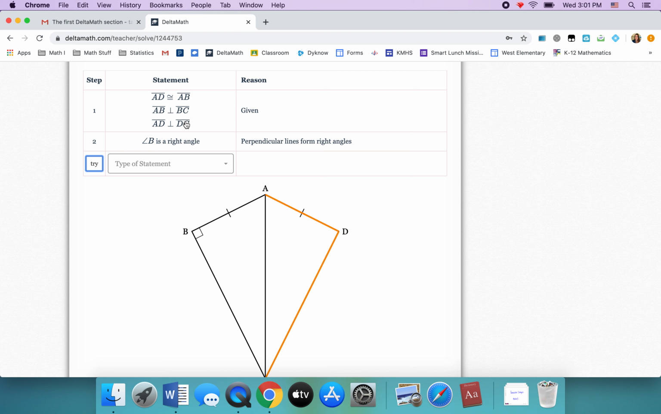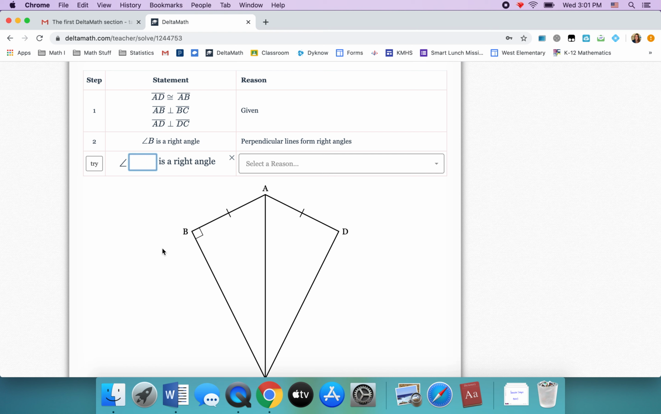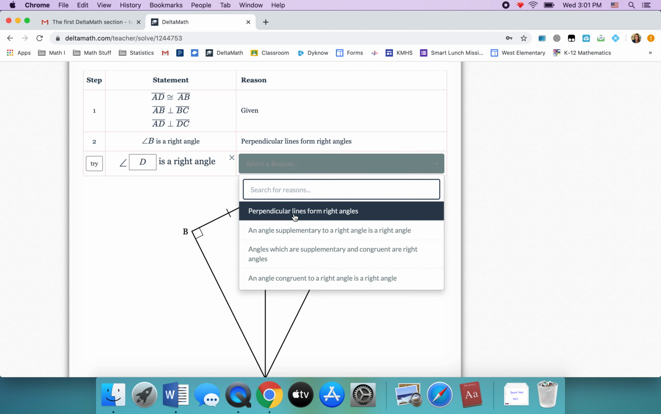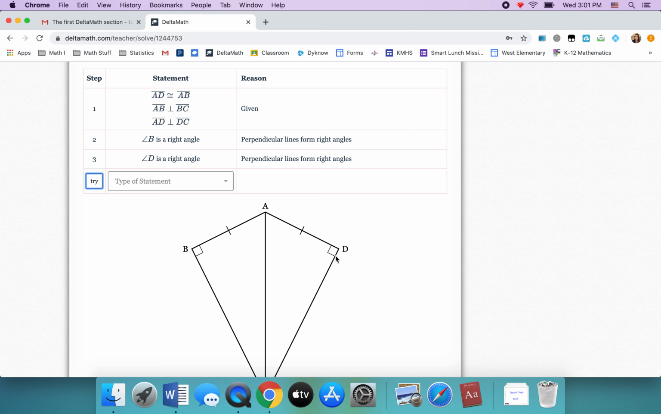We also know that AD is perpendicular to DC. When you hover over it, it will highlight those two segments for you. So maybe that'll make the picture a little bit easier to read. Because those are perpendicular, you have another right angle. So you're going to do the drop down. We're going to select the option that you have a right angle, but you have to type in which angle is right. So we're going to say angle D is right because of those perpendicular segments, and the reason is perpendicular lines make right angles. Hit try and it marks that for you.